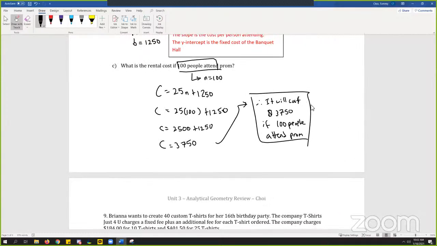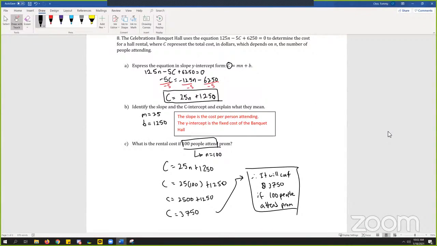Any questions about this? I'll zoom out so that you can see everything. Any questions about this one? Okay, no questions. We're going to move on.